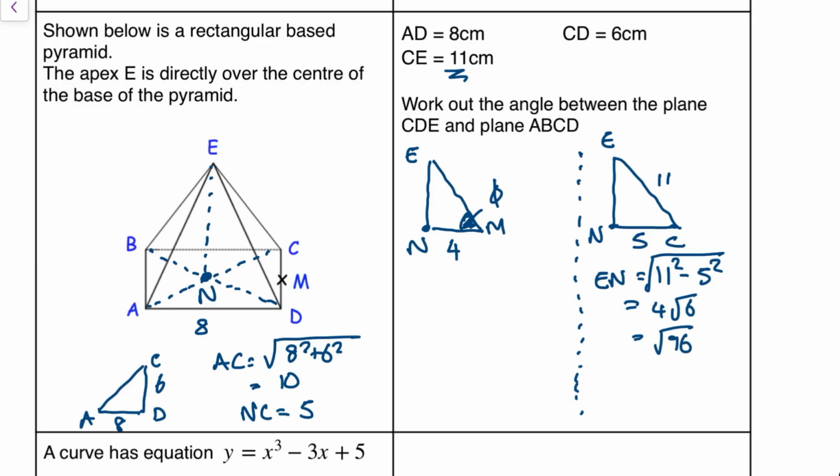Either's fine. Which now means I know this is root 96, which therefore means that I know theta is going to be, well, opposite and adjacent is tan, so tan minus 1 of root 96 over 4, so inverse tan of root 96 over 4, which is equal to 67.8 degrees.